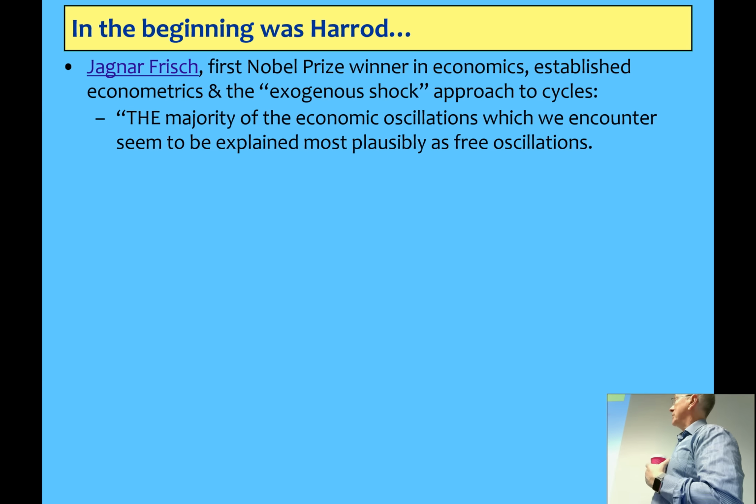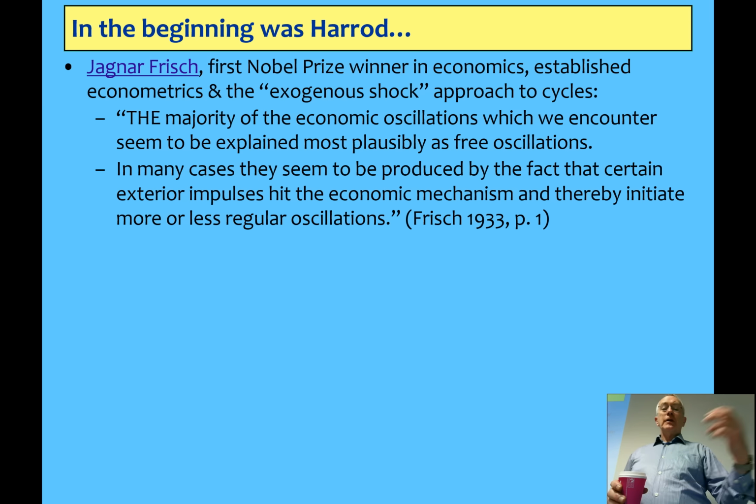What he had was this proposition that you can explain what we see in the economy as a stable system subject to exogenous shocks. So the majority of oscillations can clearly be explained as free oscillations. Certain exterior impulses, something outside the economy, hits the economy, and then there are oscillations coming out of the system. And he called these impulse problems and propagation problems in economics.